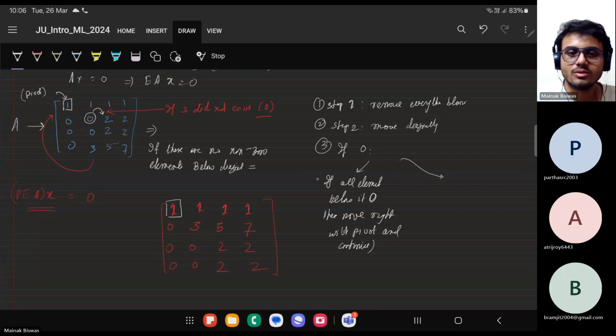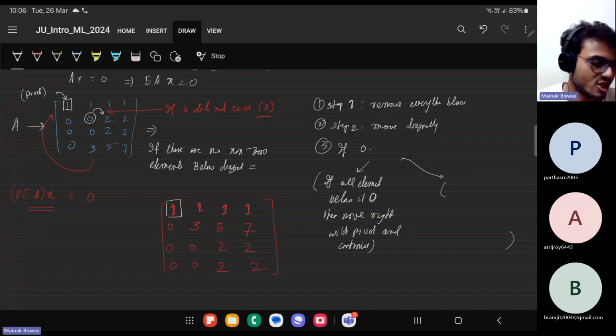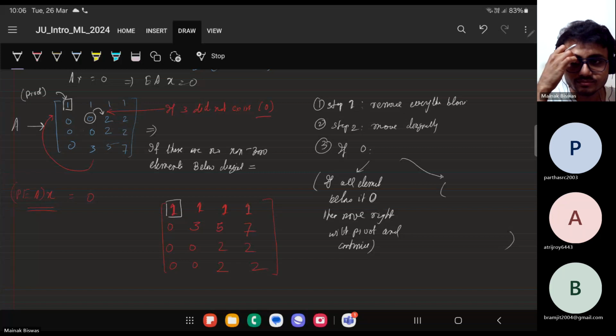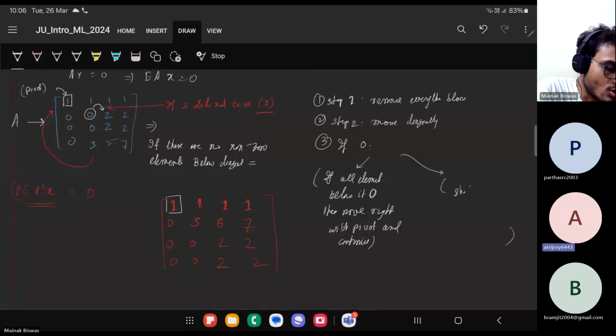Continue. Good that you ask. Now tell me, your homework problem is solved. Else, what will you do? Else we will shift the rows. Shift, so as to bring a non-zero element into the row where there is a pivot position.